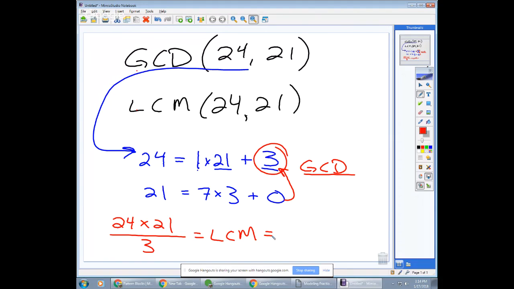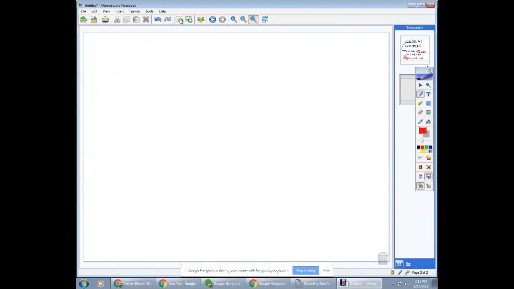So let's say 3 goes into 24 8 times, and now I just have to take 8 times 21, so let's see, 8 times 2 is 16, so that'd be 160 plus 8, so I think 168 would be the lowest common multiple, according to that method. I'm just going to double check by doing the prime factorizations, which is another method that we used before. So I would make a factor tree for 24.